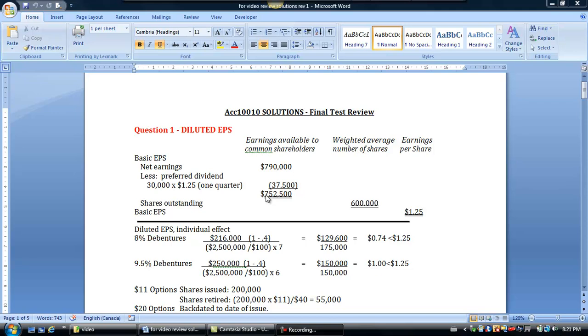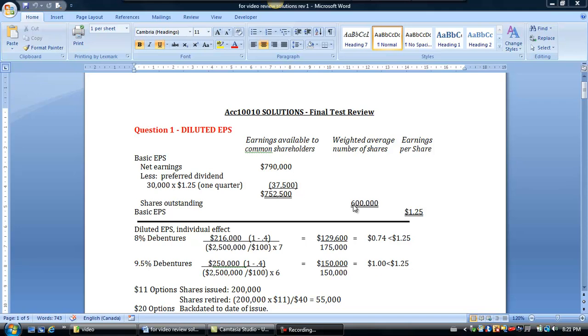The reason for that is that the shares weren't actually outstanding any more than 1 quarter. So the actual amount of dividends that would have been paid, or at least owing to preferred shareholders because they were cumulative, would have only at most been 1 quarter, or $1.25's worth per preferred share. So we're only going to deduct $37,500 to come up with earnings available to common of $752,500.